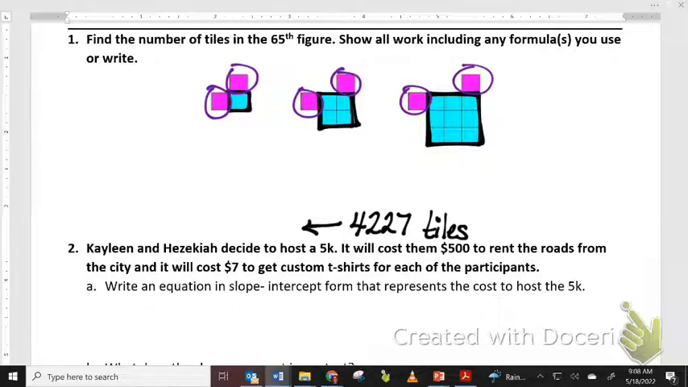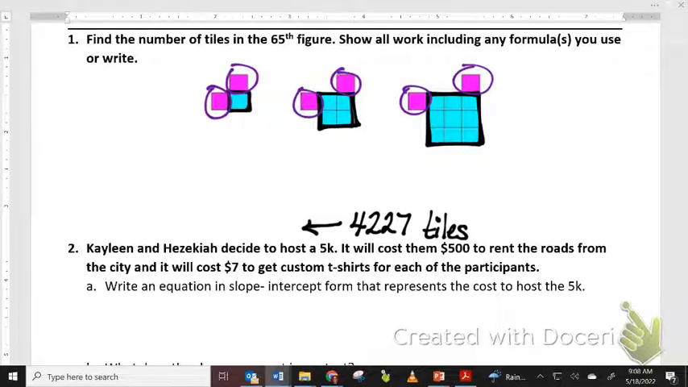I'm noticing that the length and the width is always matching up with that number. Third one in the pattern, length and width are 3. Second one in the pattern, length and width are 2. First one in the pattern, length and width is 1. Is that making sense so far?